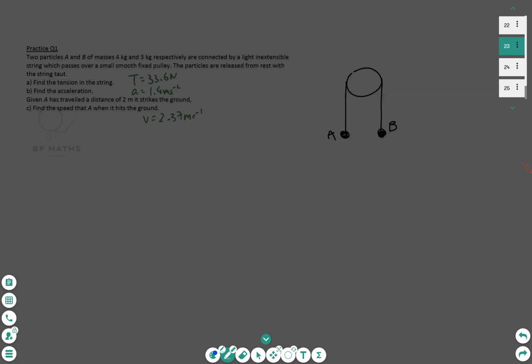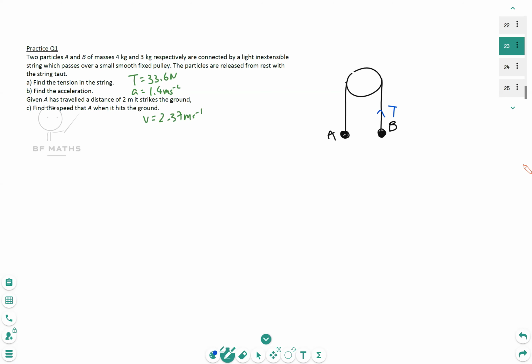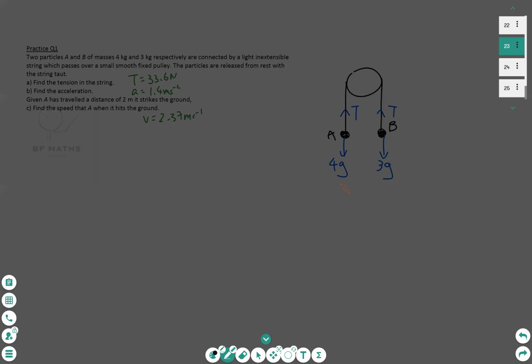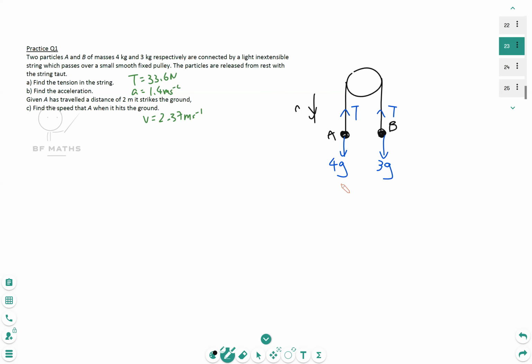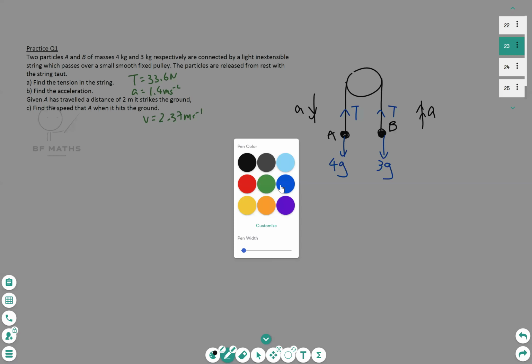First of all, let's put in the forces. We've got tension pointing towards the pulley. We also have the weight. The mass of A is 4 kilograms, so it'll be 4g, and B will be 3g. What you have to understand is that A this time will be dropping, and B will be lifted up, because A is heavier. So, find the tension of the string.